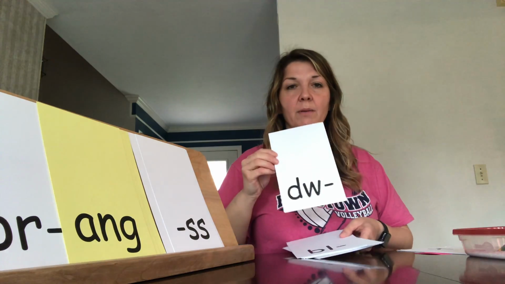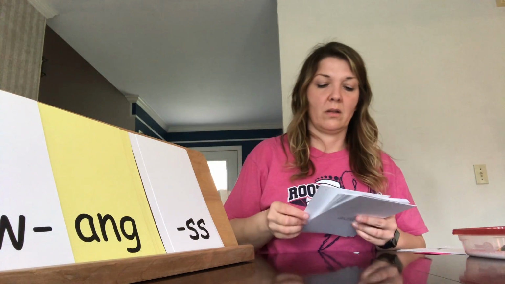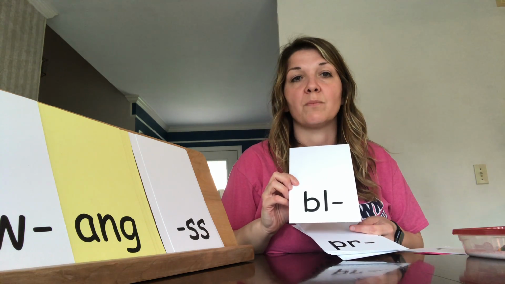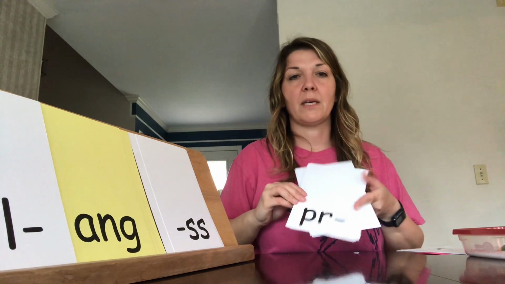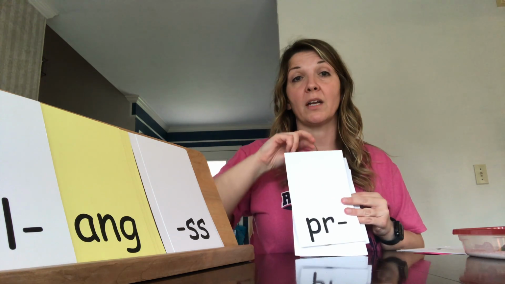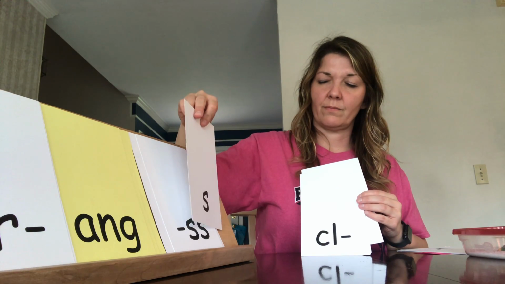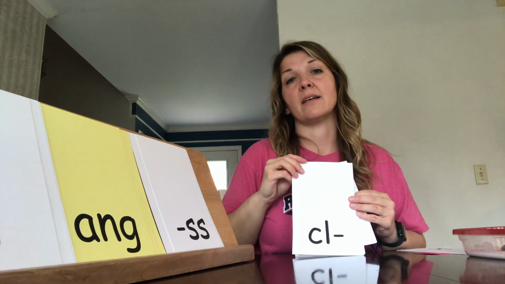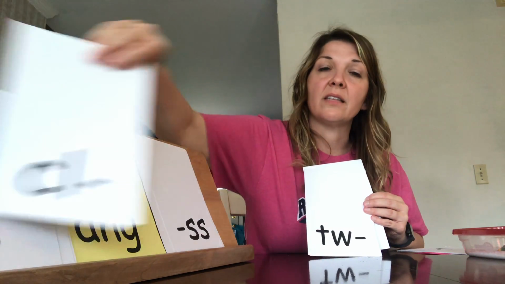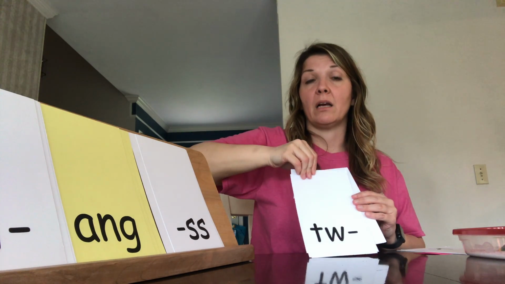Okay. DW says dwa, not too many words with that one. Dwindle. There's a name Dwight, which you might have heard of. BL says bl, like blue, the color blue. PR says pr, like pretty. CL says cl, like the city of Cleveland. Or clap your hands, cl.